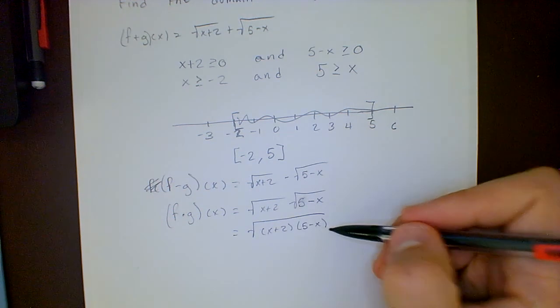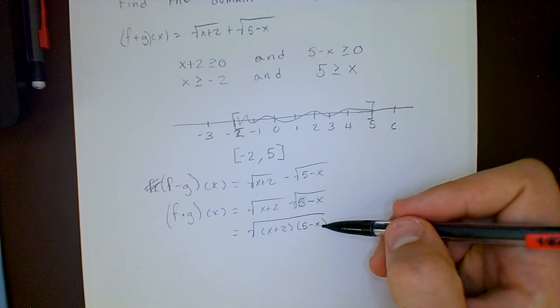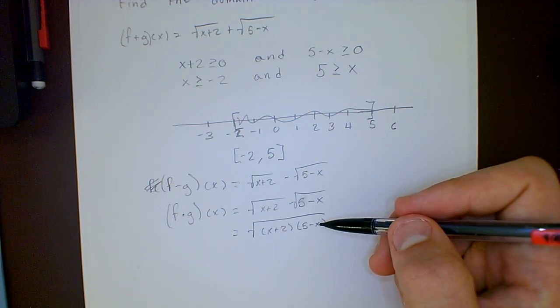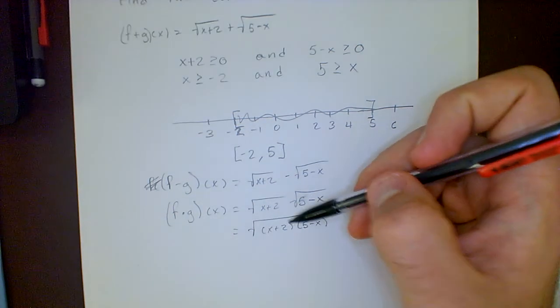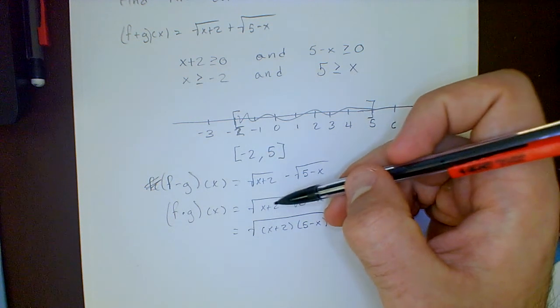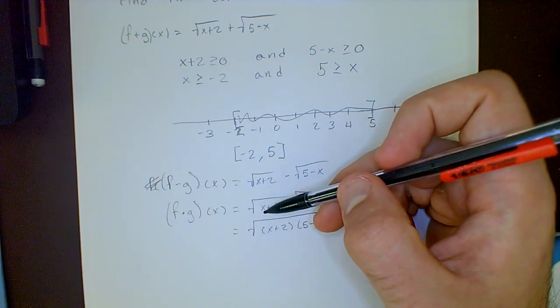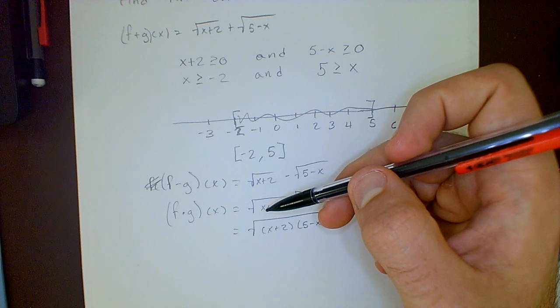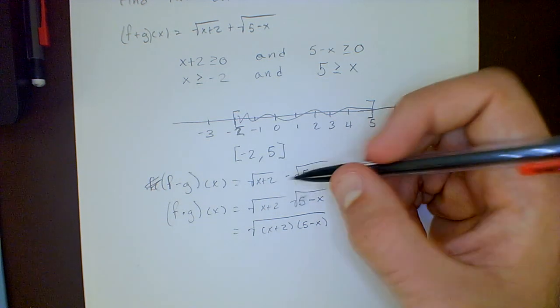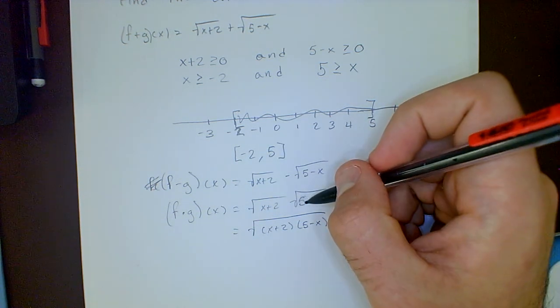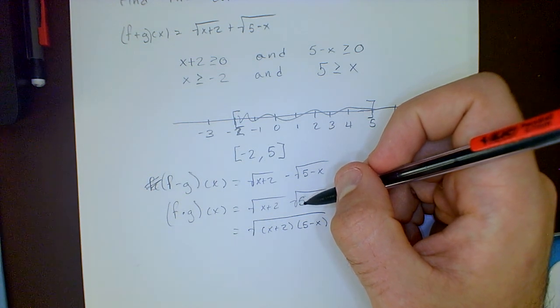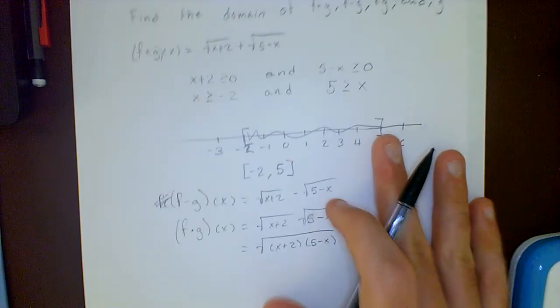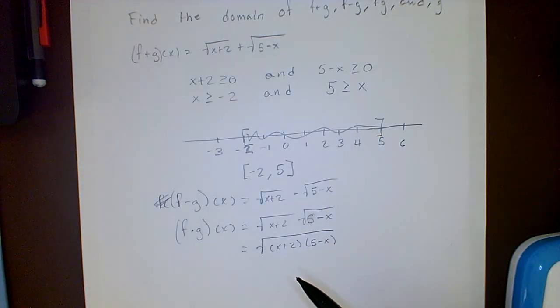Here we could use the test point method to figure out the domain of this. But think about it. If I want to multiply, I still need x plus 2 to be positive, I need 5 minus x to be positive, and it turns out we can't have them both being negative, because then, wait a second here.